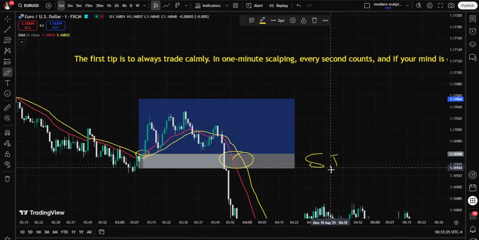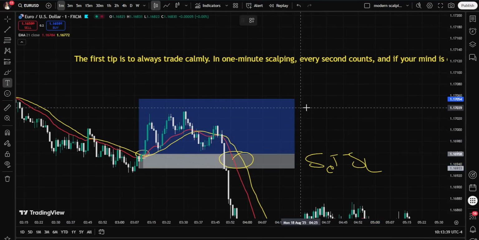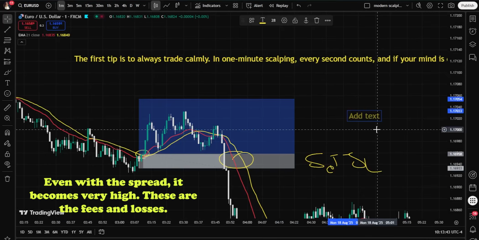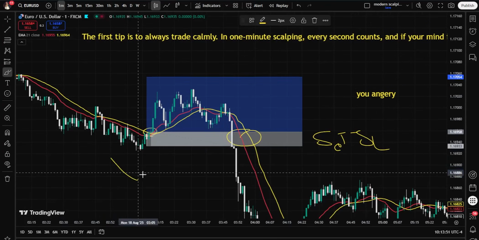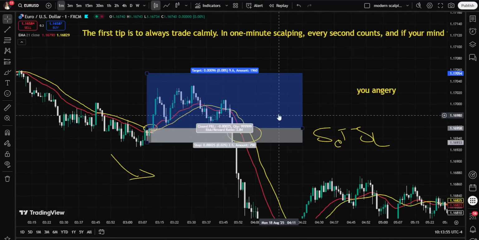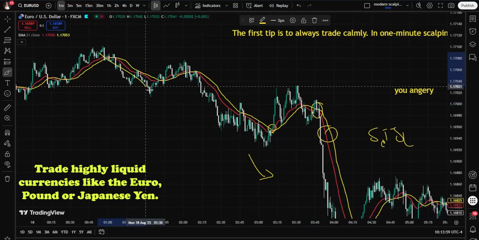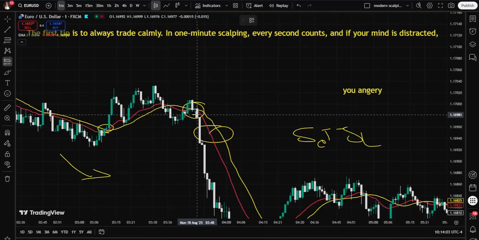The second tip is to choose the right currency pair or asset. Not all symbols are suitable for scalping. Some have high spreads or low liquidity. It is better to always go for major currency pairs like EUR/USD or GBP/USD, or for crypto coins like Bitcoin and Ethereum that have high liquidity. Because if you give a large spread or get caught in a scalp, your profits will be easily lost.